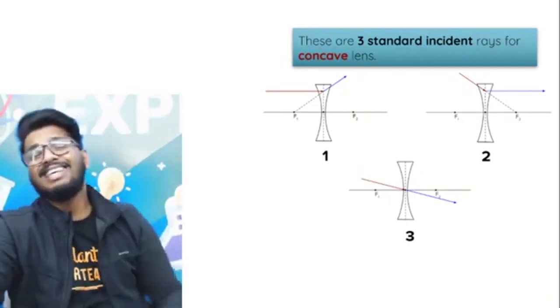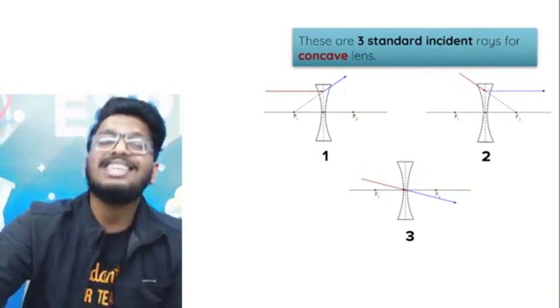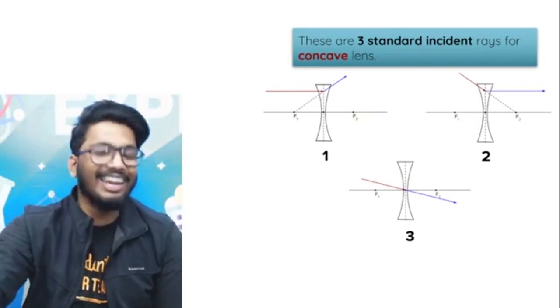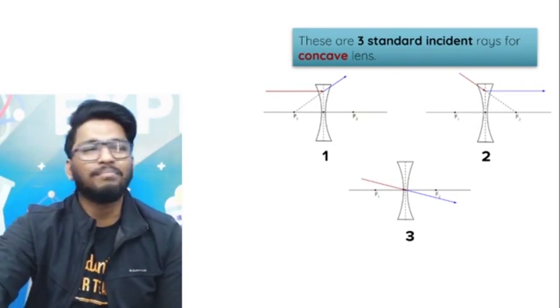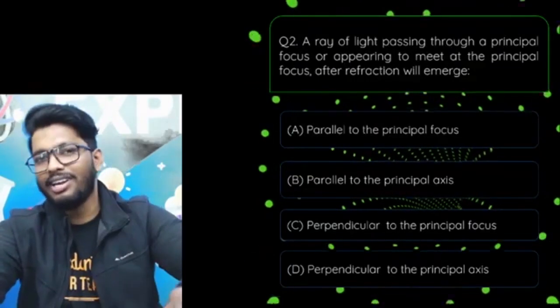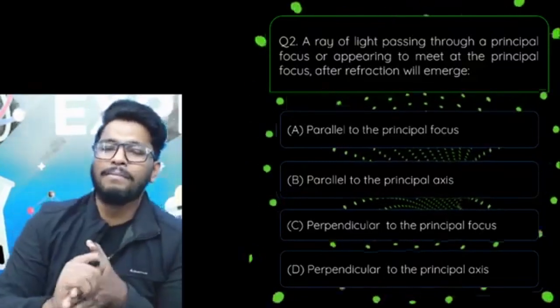These are the three standard incident rays, and with these three things, people, you can draw any ray diagrams. Any ray diagram can be drawn by using just these standard incident rays. Don't worry, I'll be talking about it later on. But before that, people, let's solve another question.